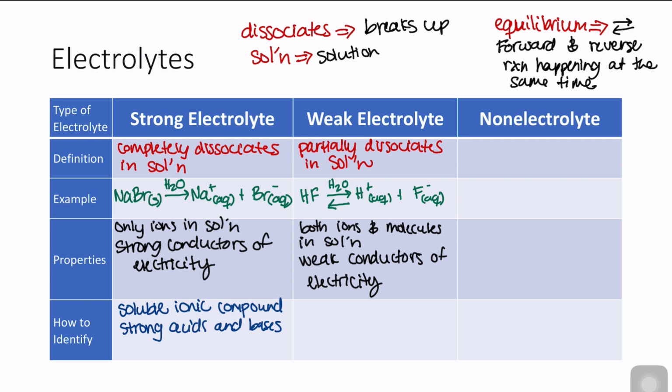And when you are trying to define or identify whether something is a strong, weak, or non-electrolyte, when you want to identify it as a weak electrolyte, it is a weak acid or a weak base. You can also look at the arrows if you're given the equation. Anytime you see this equilibrium, that is always going to be an indicator of a weak electrolyte.